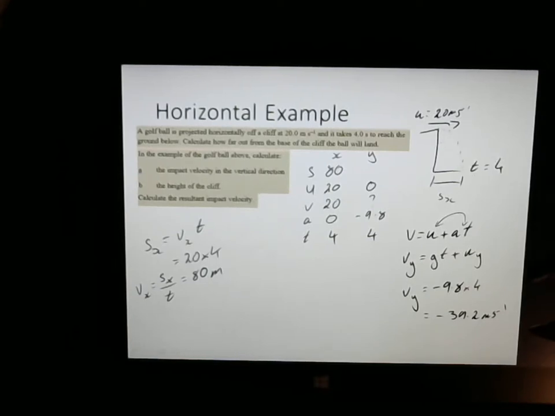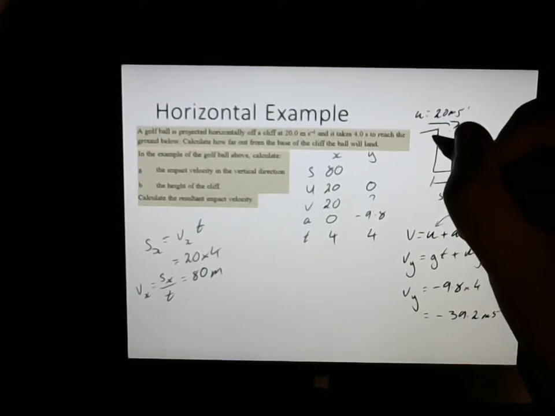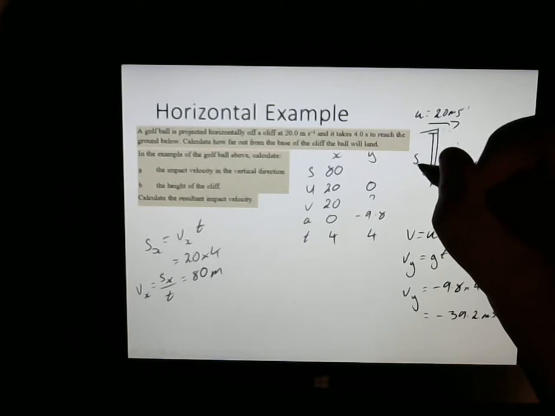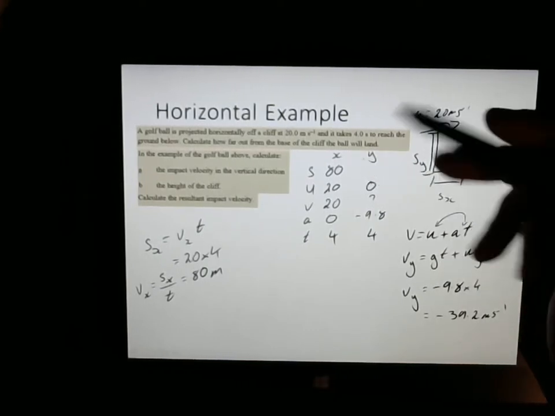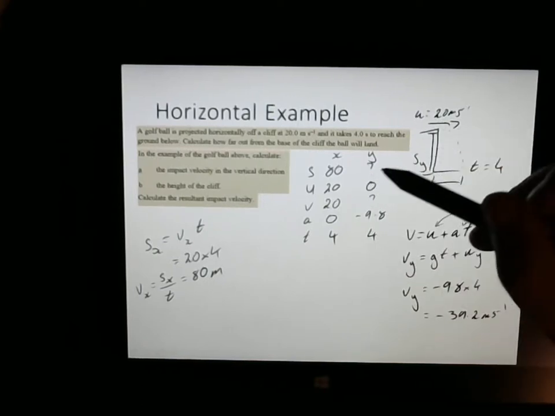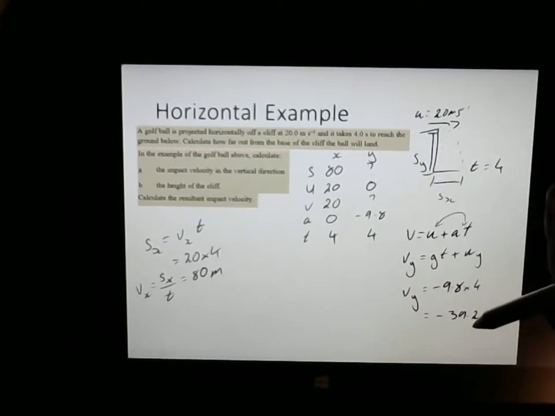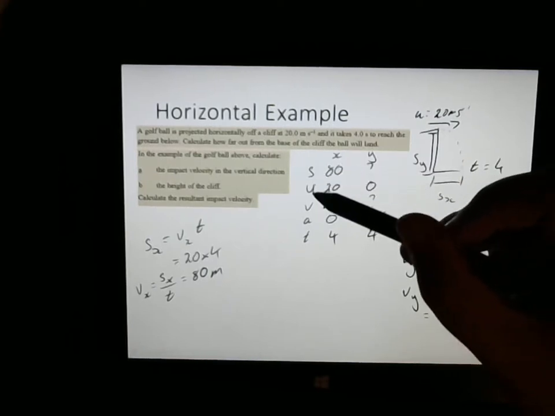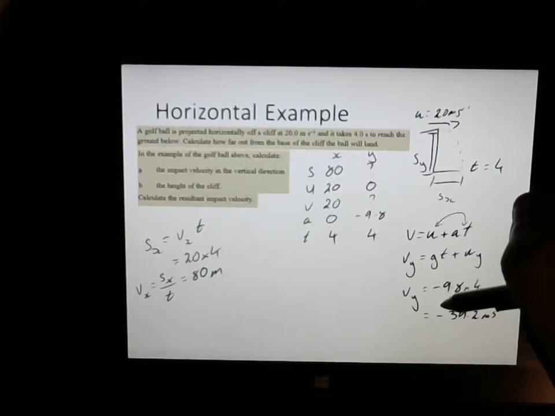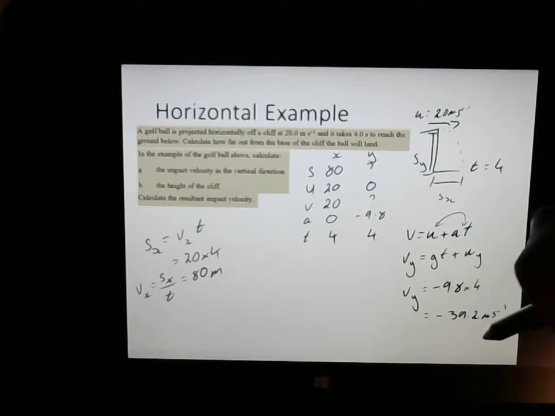Now we're going to work out the height of the cliff. We want to know what is this S in the Y direction. Again, we've got S, that's what we're after. We've got U, it's 0. We've just worked out V. We've got A and we've got T. I've got S, U, A and T. I don't want to use the V because I've just calculated it. While this is an exact number based off this, I don't like to risk error.